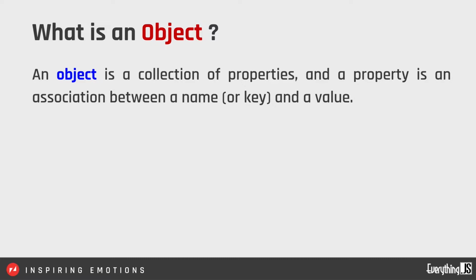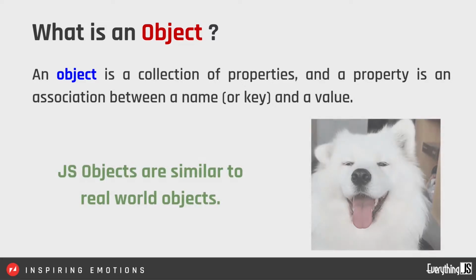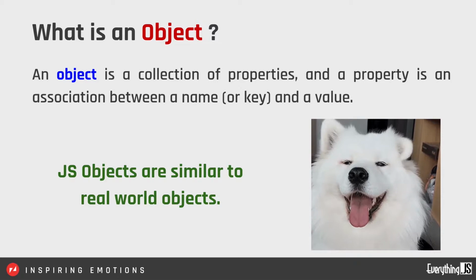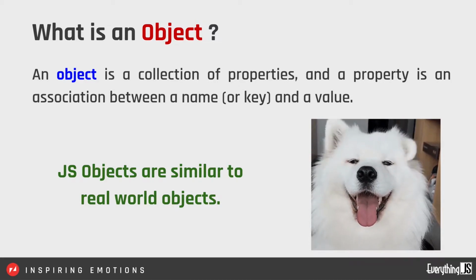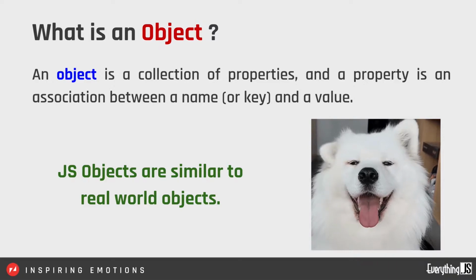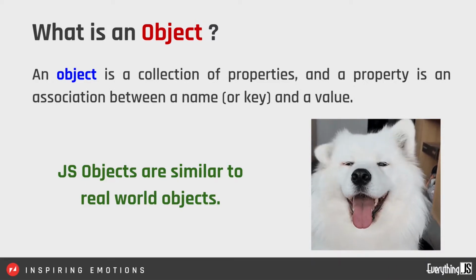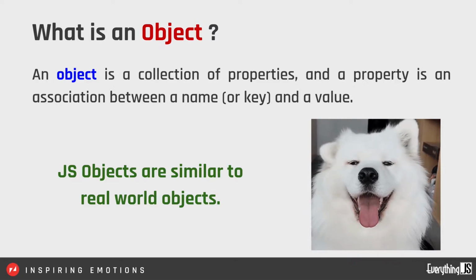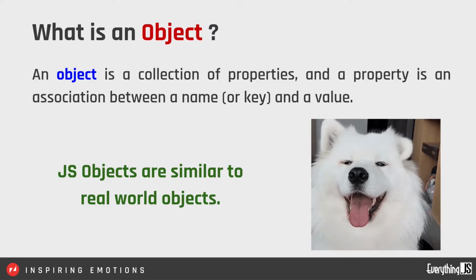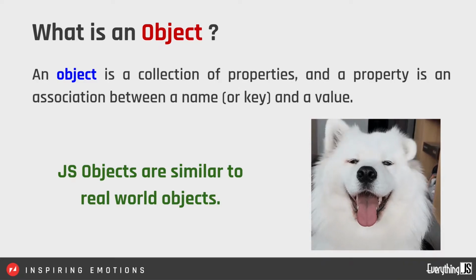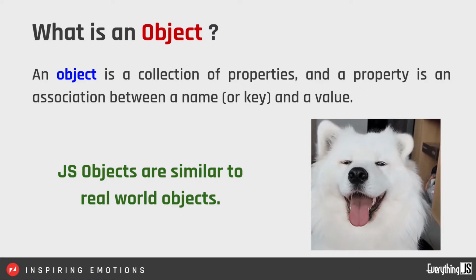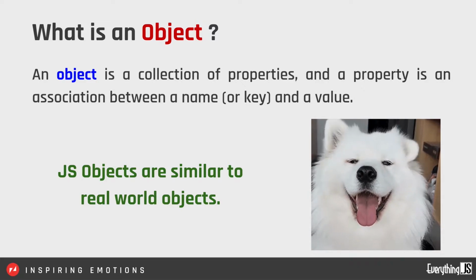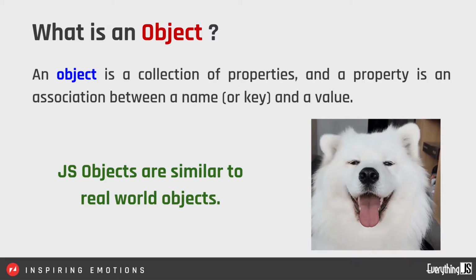For example, objects are similar to our real world objects. If we take a dog as an example, a dog is an object with properties. We can say a dog has a color, age, gender, etc. In the same way, JavaScript objects can have properties which define their characteristics.